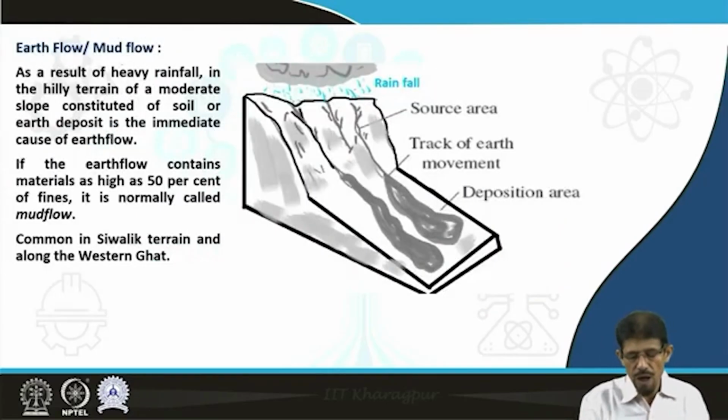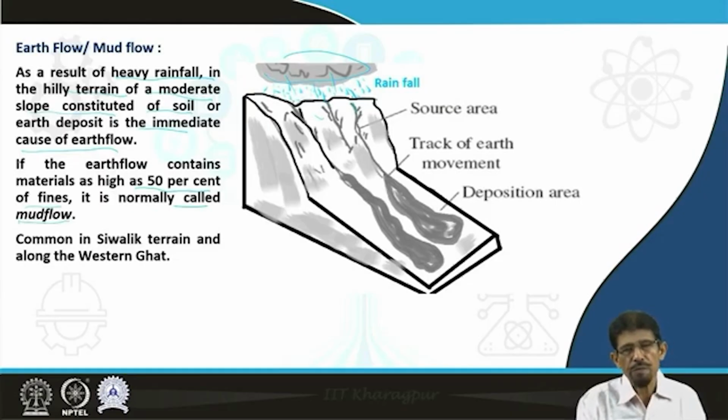Next is earth flow or mud flow. As the name indicates, it is the flow of mud or soil-type material during the rain. As a result of heavy rainfall in the hilly terrain of moderate slope constituted of soil or other finer material, earth flow is immediately caused, and if the earth flow contains material as high as 50% fines, it is normally called mud flow. So if the materials belong to clay and silt, it is recognized as mud flow, and if coarser than this, sand size and finer sand size, then it is recognized as earth flow.